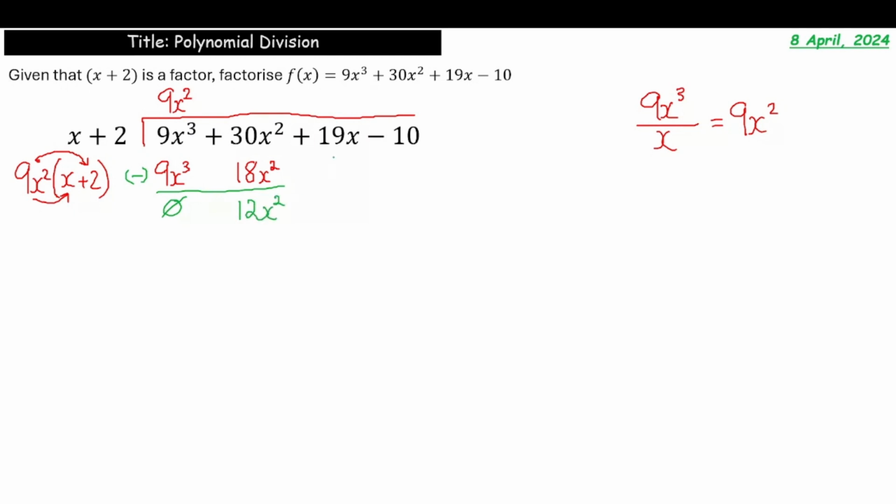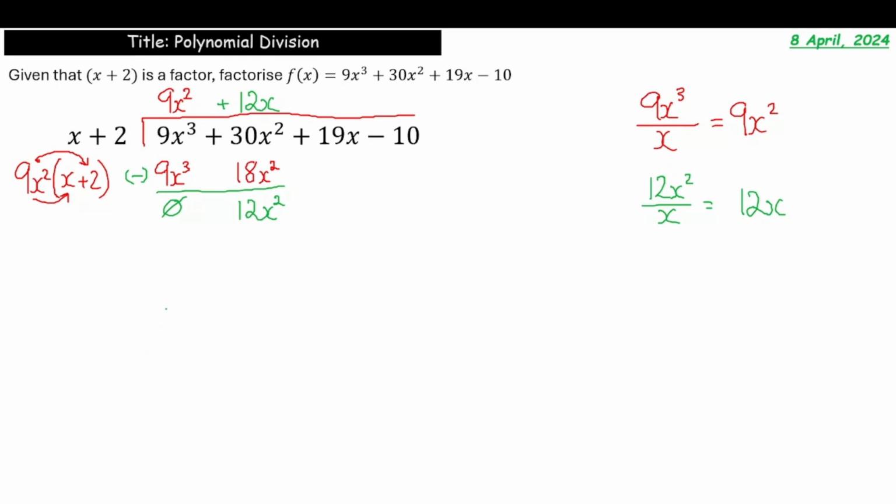I am going to bring this down, but we'll do it in a second and I'll explain why. Now our leading term that's left over, because we've got rid of the cubic, is our squared term. So we're going to do the same thing. We're going to do 12x squared divided by our leading term, which is x, which is going to give us 12x.